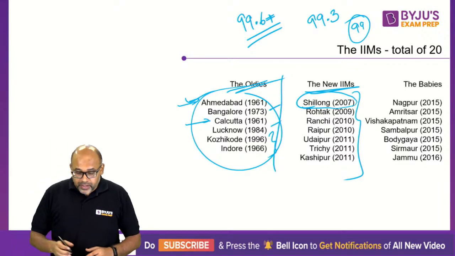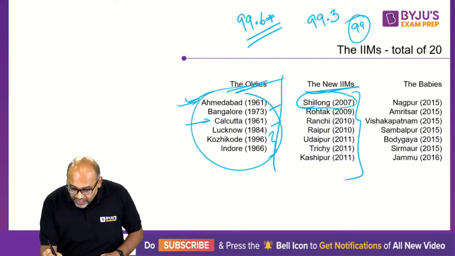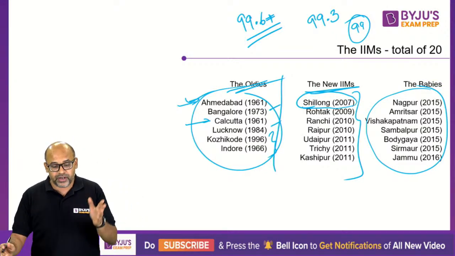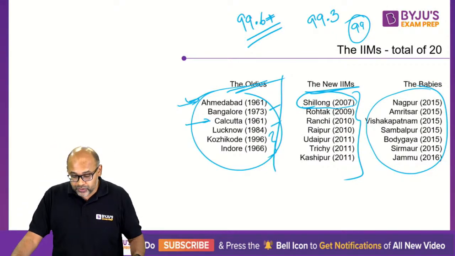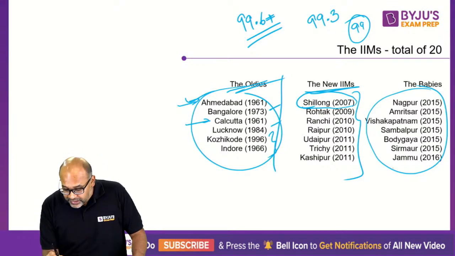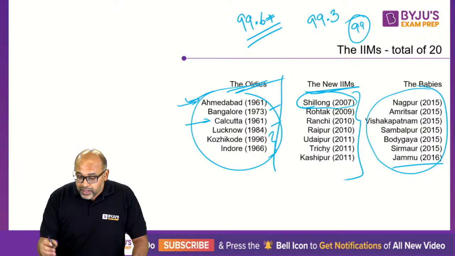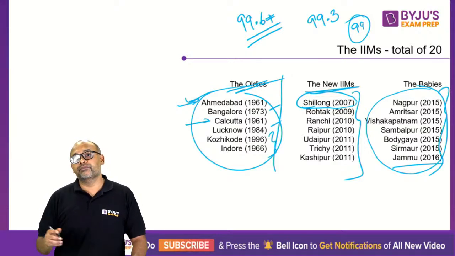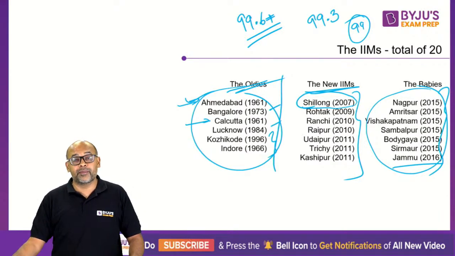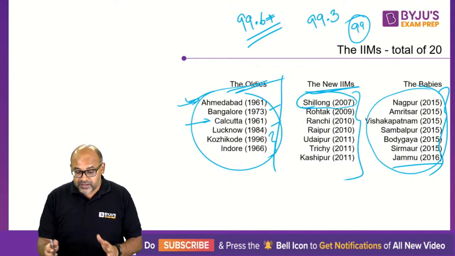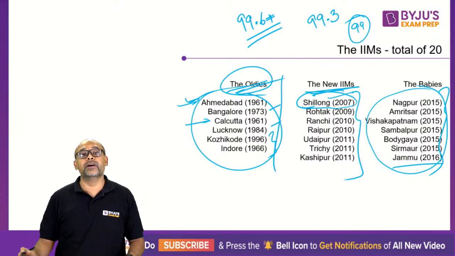Then we have these institutes called the baby IIMs, which have been established 2015 and 2016 onwards. The last of the IIMs to be established is Jammu, 2016. In fact, these IIMs have barely had about 4 or 5 or 6 batches coming out till now. That's the reason why we call them the babies, the new IIMs and the old IIMs.